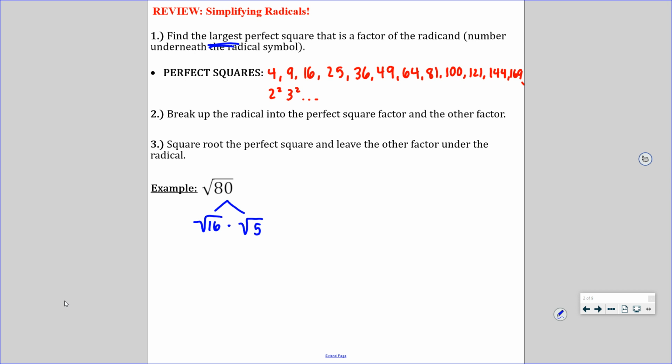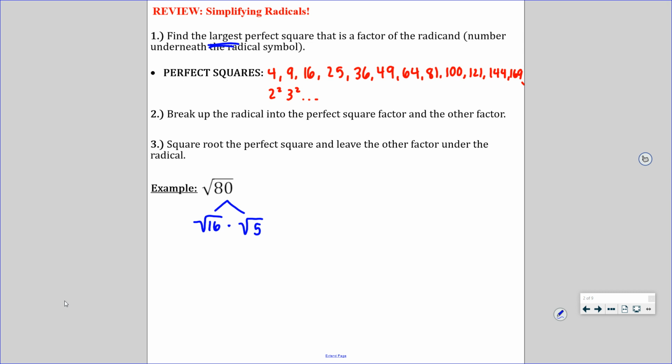So I'm breaking this up, and you can do this. This is a property of radicals that you talk about in Algebra 1, that the square root of 16 times the square root of 5, as long as they're both square roots, you can multiply them together. That's the square root of 80. So we're just going backwards. Instead of multiplying these together, we're breaking it up, and that's what simplifying and factoring is. You just undo multiplication.